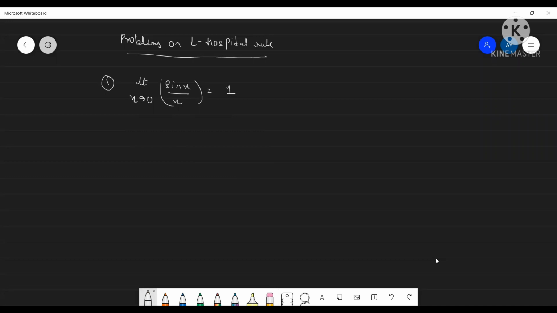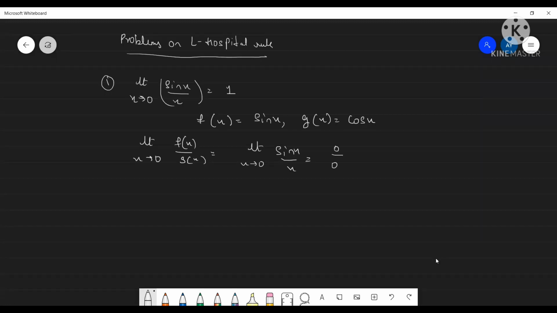So what is sin x differentiated? Or you can take f of x by g of x also. Let us take f of x equals sin x and g of x equals x. So you can take limit x tends to 0 as f of x by g of x, the same thing: limit x tends to 0, sin x by x. So this will be in the form of 0 by 0, so you got to apply differentiation.